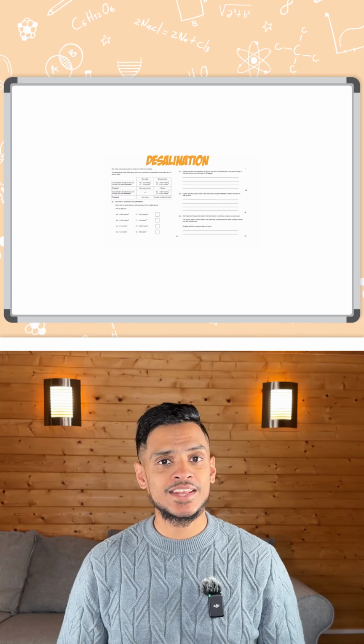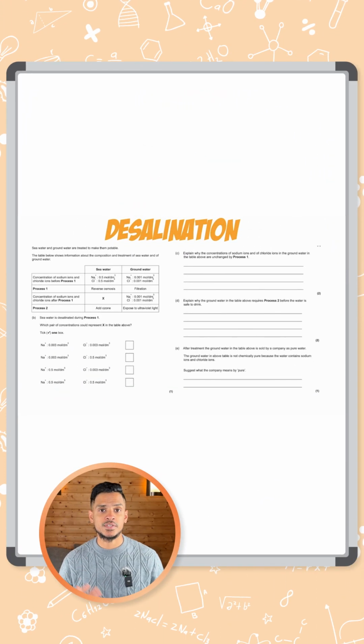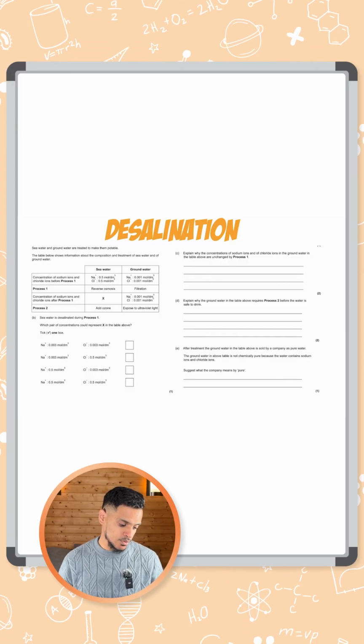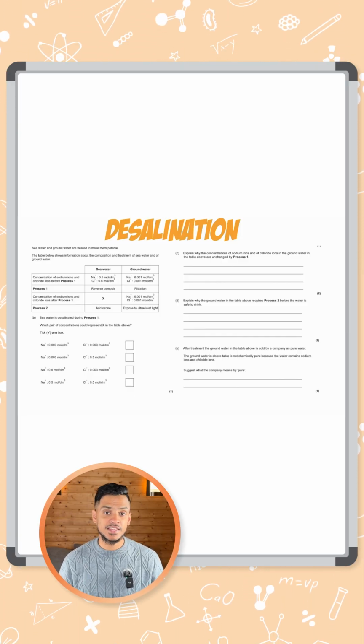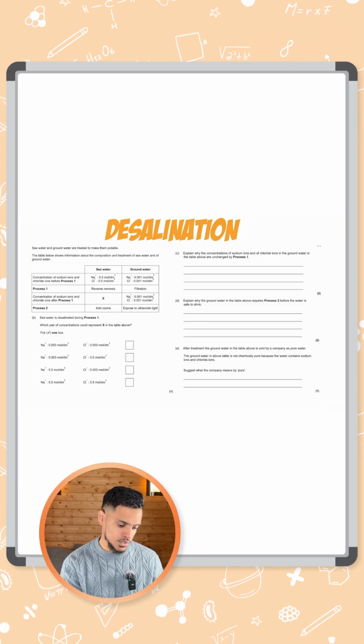Do you know what desalination means? It's a method used to convert seawater into potable water, which means drinking water. So here we've got seawater and groundwater are treated to make them potable. Remember, that means safe to drink. And we've got a table here which shows two different processes.